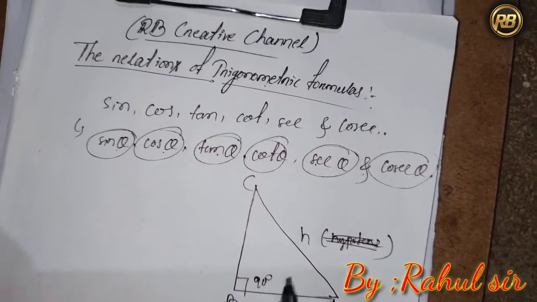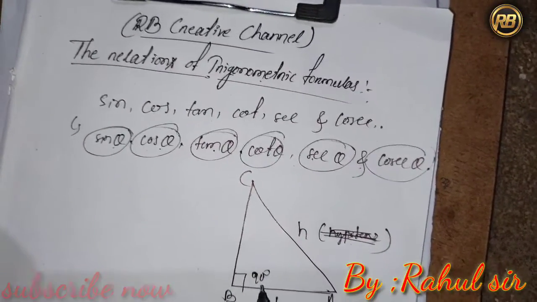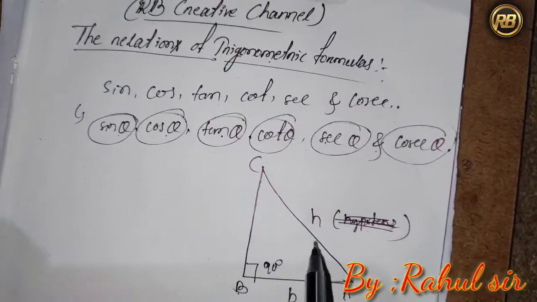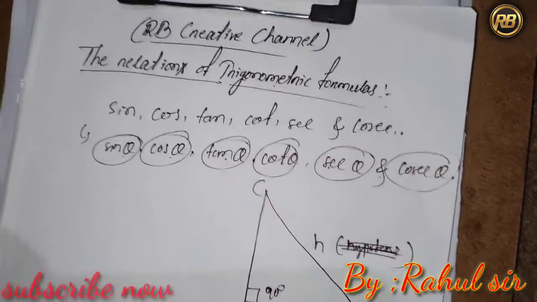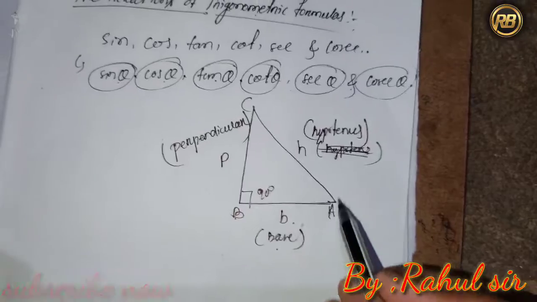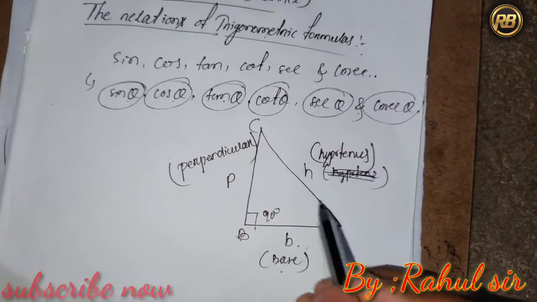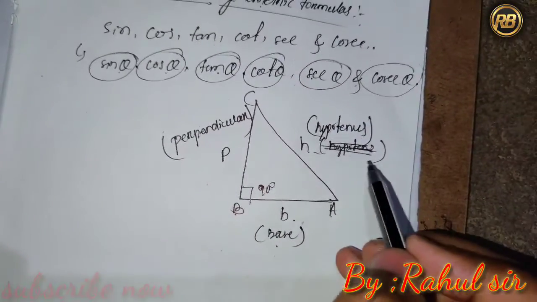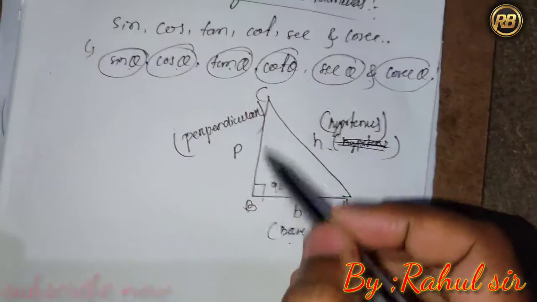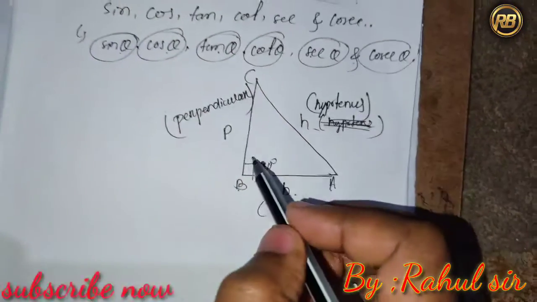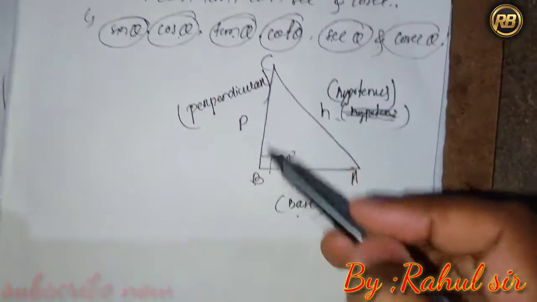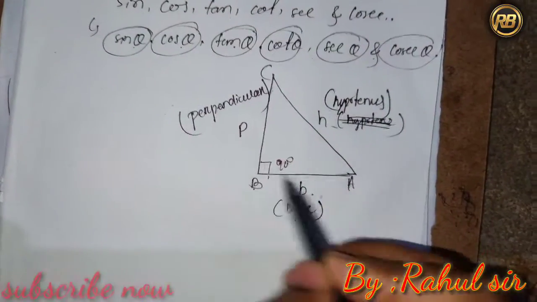that is ABC. Then the angle is 90 degrees, and it is the base. Then AC is the H for hypotenuse, and BC is the P, the perpendicular. BC is perpendicular to the AB line of base.